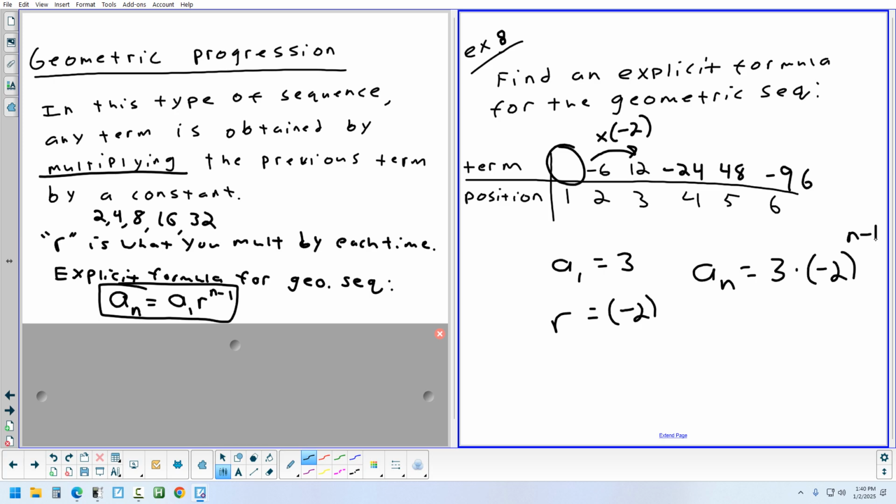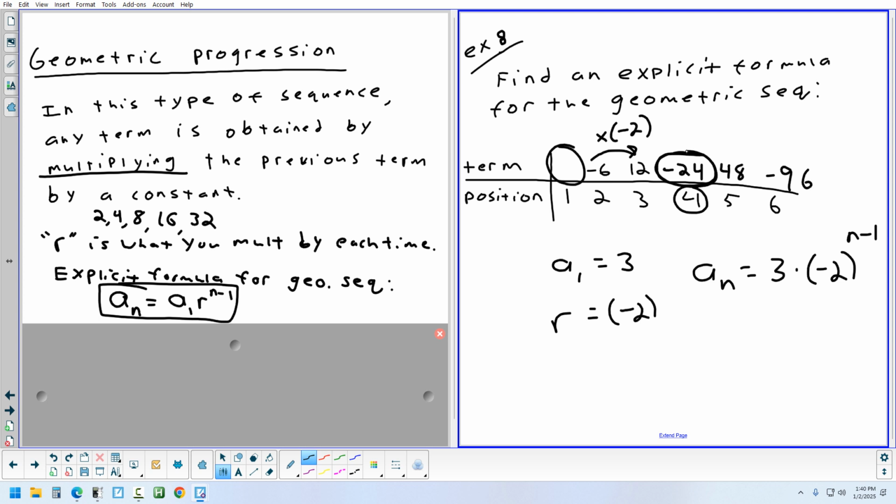Let's check it. Let's check for the fourth term. So if I plug in a 4, I hopefully am going to get -24. If you fill in 4, what's 4 minus 1? 3. What's -2 to the third power? -2 times -2 times -2. So -2 times -2 is how much? 4. Then 4 times -2 again? -8. What's -8 times positive 3? Negative 24. And that's exactly what we were supposed to get.